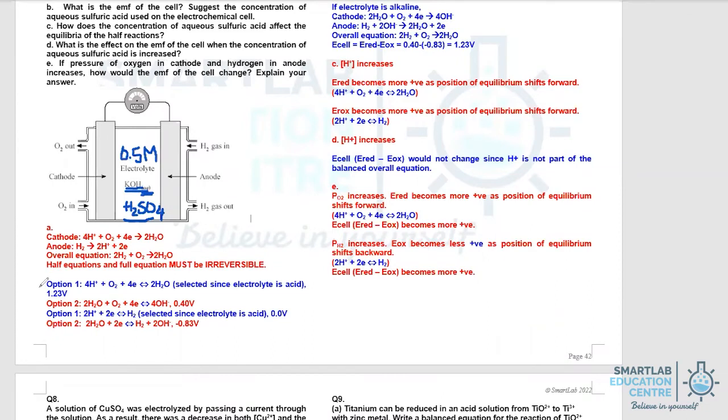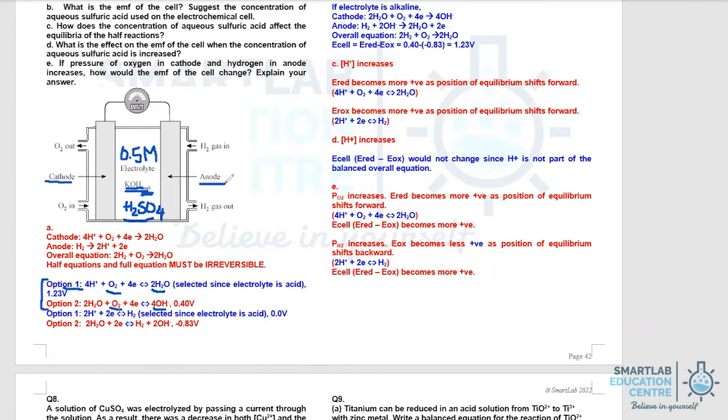The two half equations to consider at the cathode are these two half equations, where in both cases, oxygen reduces to form water and OH minus respectively. But in this case, given that the electrolyte is now changed to an acidic medium, we will be going for option 1 instead of option 2.